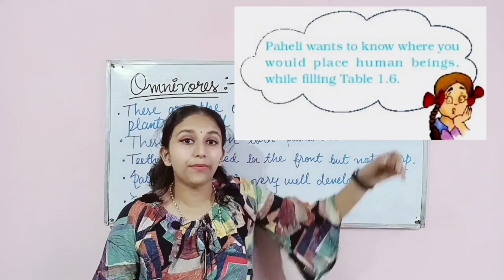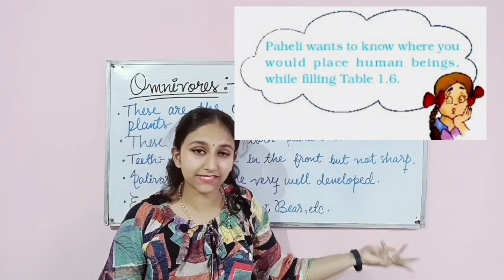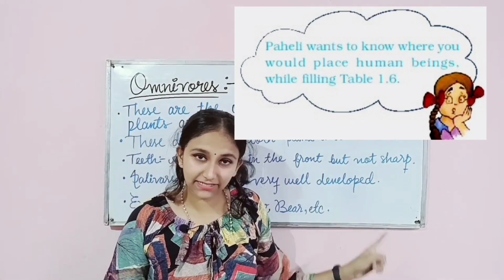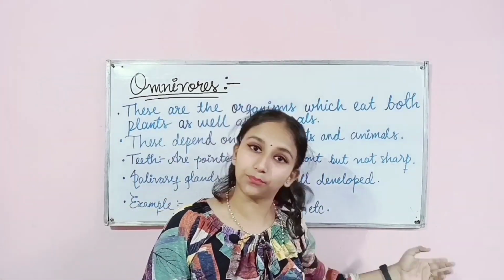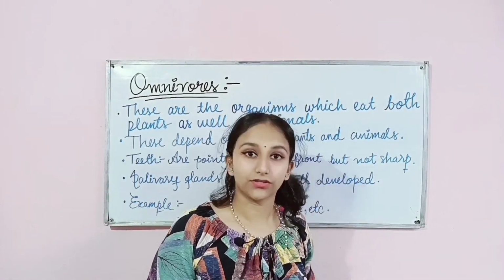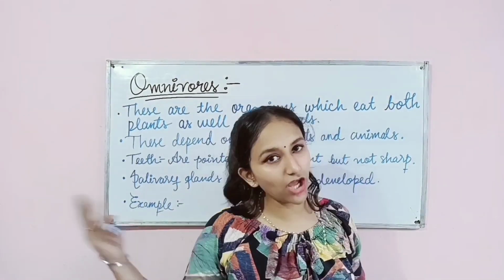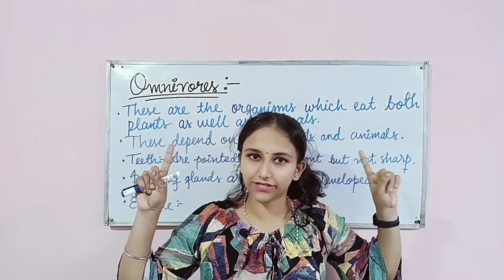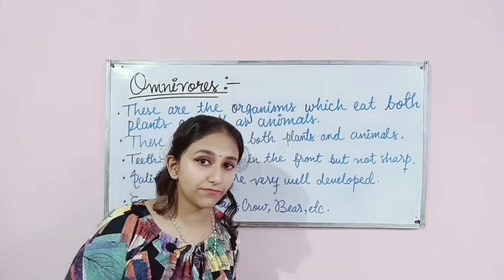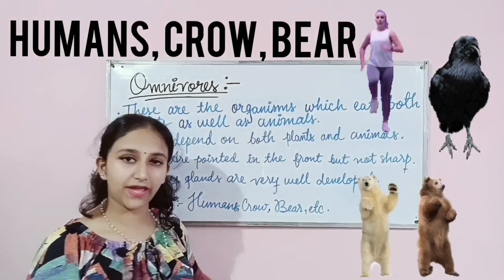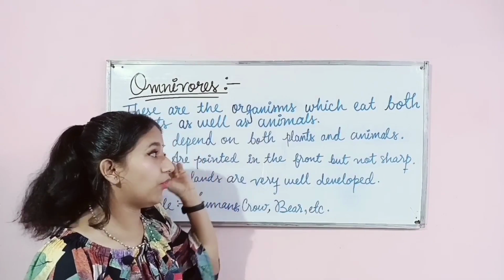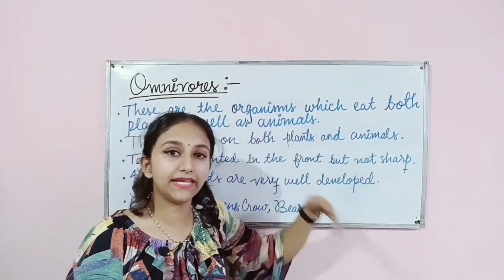Over here, Paheli wants to know where we will place human beings in filling table 1.6 in activity 7. We humans eat both plants as well as animals because we are vegetarians and non-vegetarians. So yes, we belong to the category of omnivorous organisms. The examples of omnivorous organisms are humans, crow, bear and other animals. Omnivorous organisms are dependent on both plants as well as animals because we eat both of them.